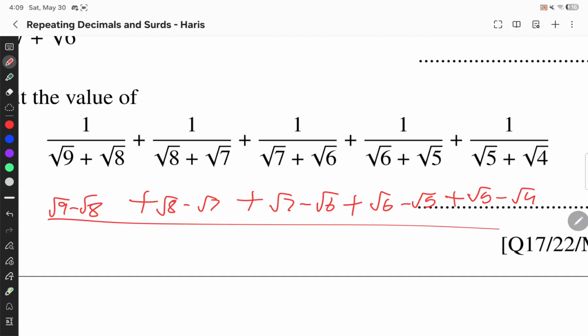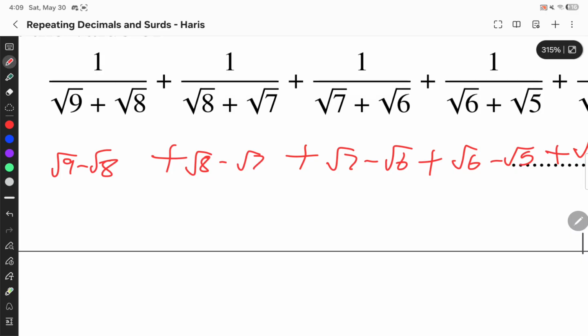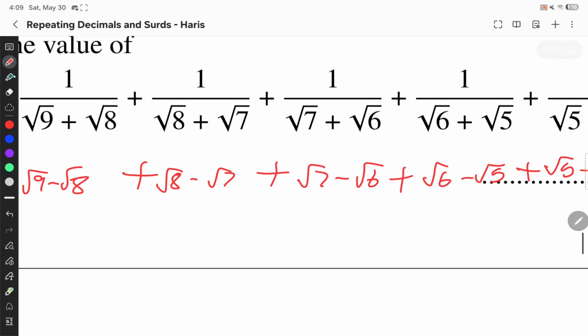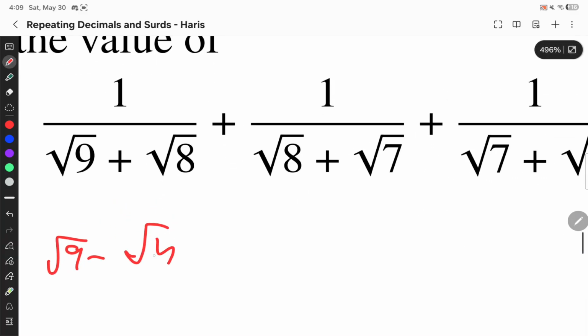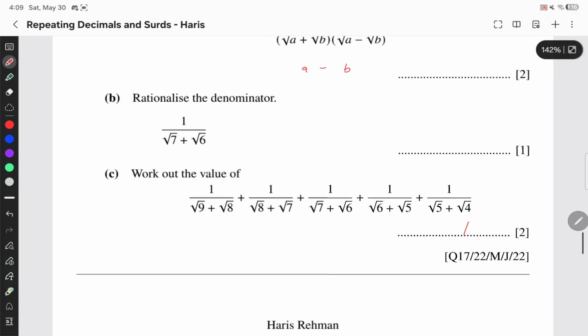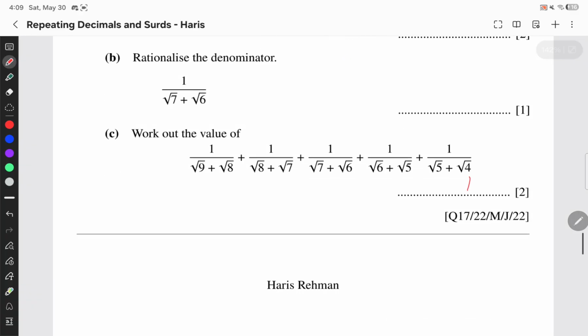So we have 1 here. Then the negatives and the positives cancel out. Cancel, cancel, cancel, cancel culture. And we are left with what? Root 9 minus root 4, which is 3 minus 2, all equal to 1. Yes, all that, that's for 2.